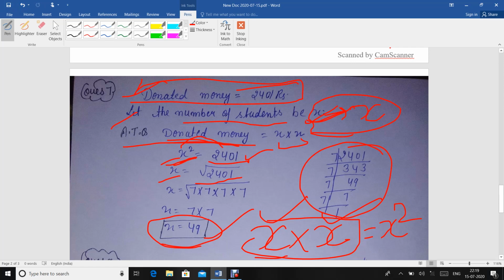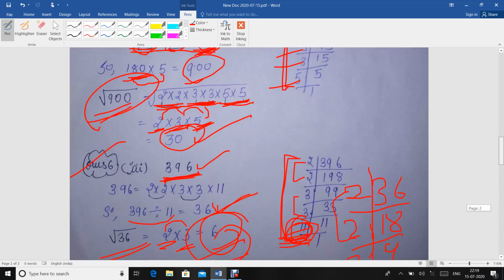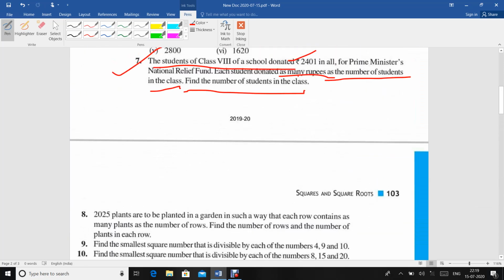I hope all of you understand this question. Still, if you have any problem, then you can message me and ask. Let us move towards the next question. That is question number 8.